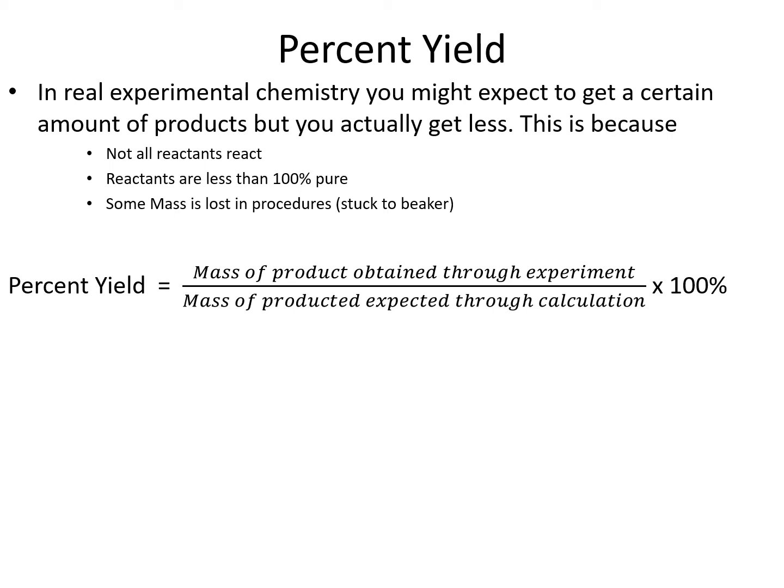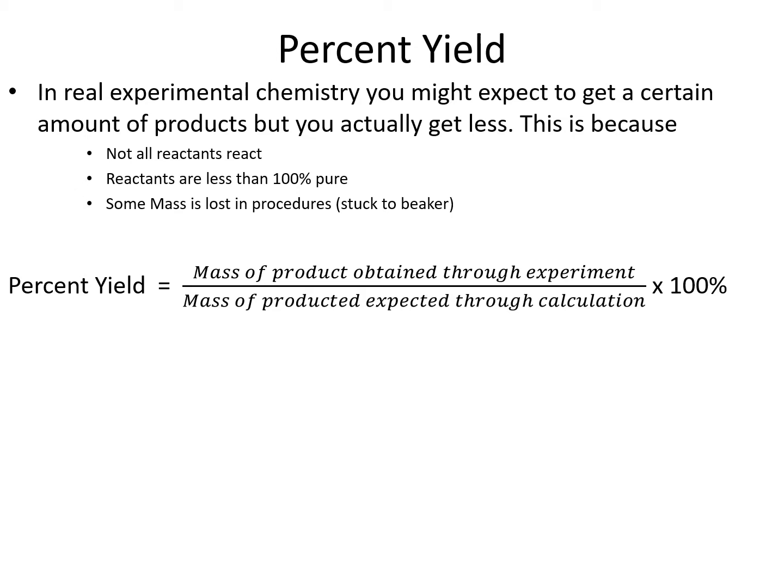Hey, it's Mr. Lum, and we're going to be talking about percent yield and percent purity and looking at what those things are and how to calculate them. Hopefully, you are now feeling good about doing stoichiometry and calculating how much product you're going to be making in a particular reaction. Now, that is through calculations.